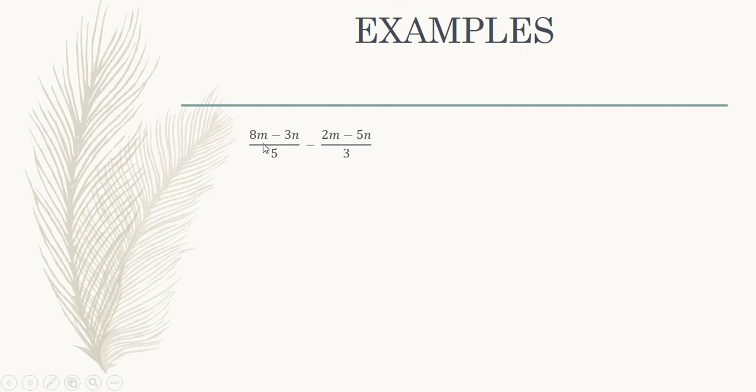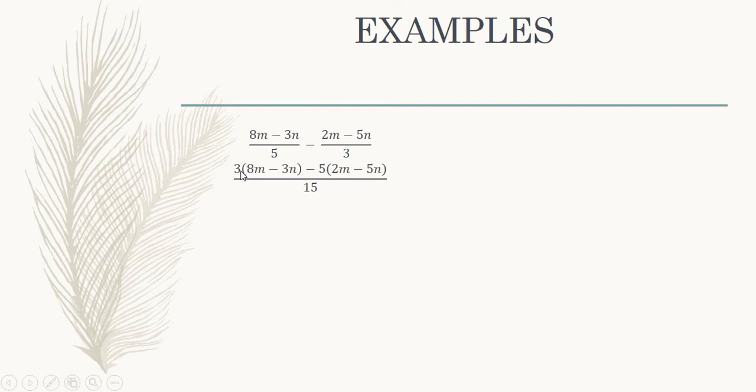Now to another problem. 8m minus 3n all divided by 5 minus 2m minus 5n all over 3. Again, the aim is to find a common denominator of 5 and 3, and that would be 15. So you're going to take 5 to divide 15, and the result that you get, take it to multiply the numerator. So how many groups of 5 can you get out of 15? That would be 3. What should I do with the 3? Take it to multiply the numerator, which is 8m minus 3n. But you write it in a bracket.